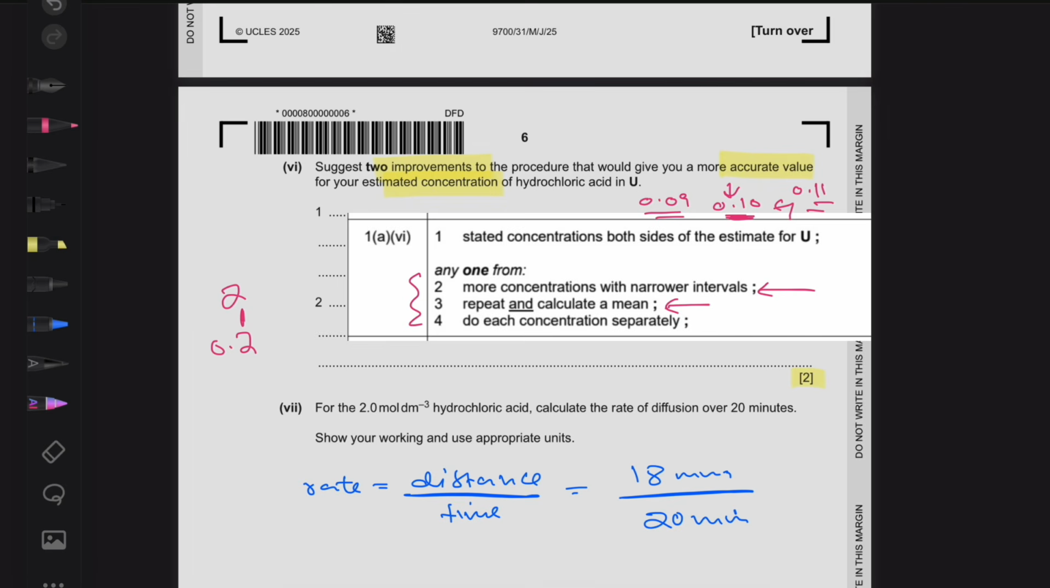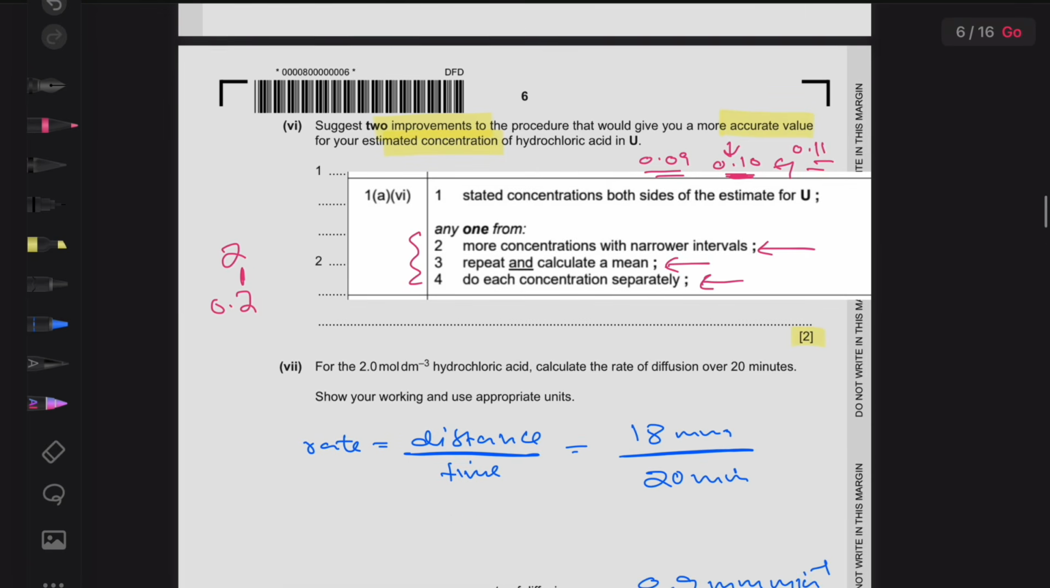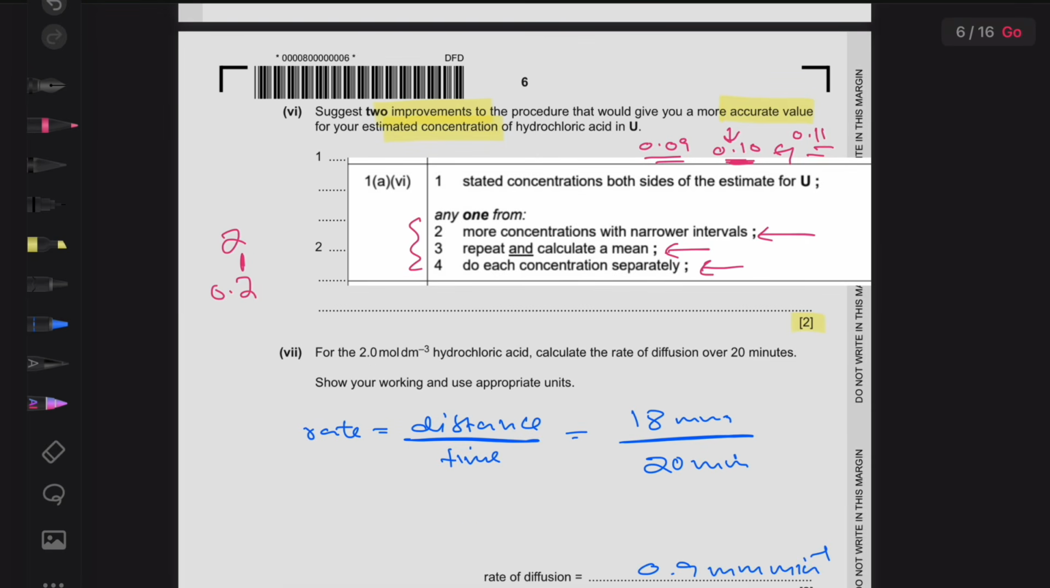Then lastly, we can just do each concentration separately instead of doing them all at once and checking their depths after 10 minutes. It's not going to give as accurate results, so we could do it separately. Certainly more time consuming and not possible during the exam, but that is obviously a good answer still.